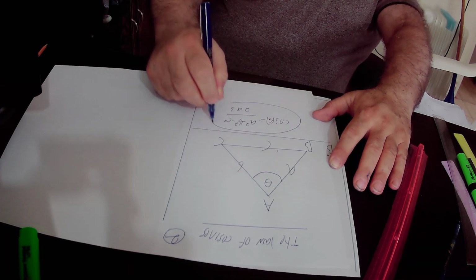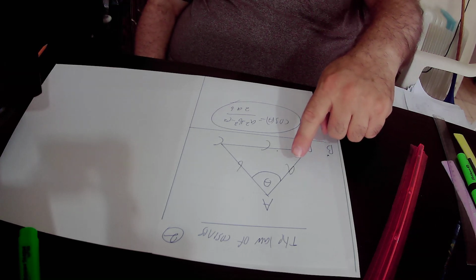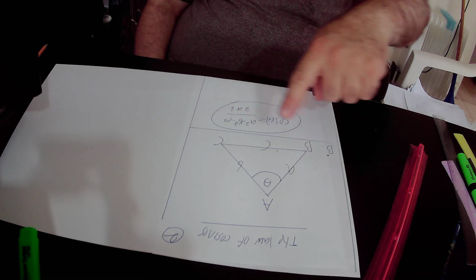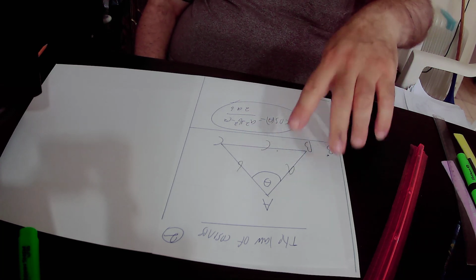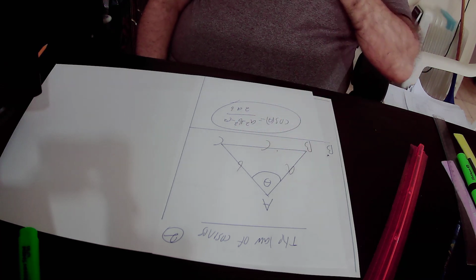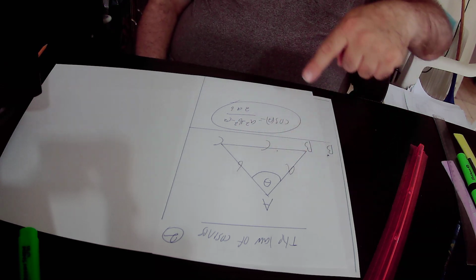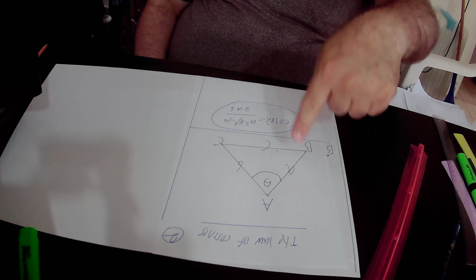I repeat again, in triangle ABC, that could be any triangle, we know that side AB equals A units in its length, side BC equals C units in its length, and side AC equals B units in its length. And the angle between side AB and side AC is theta. Then cosine theta equals A squared plus B squared minus C squared over 2 times A times B.